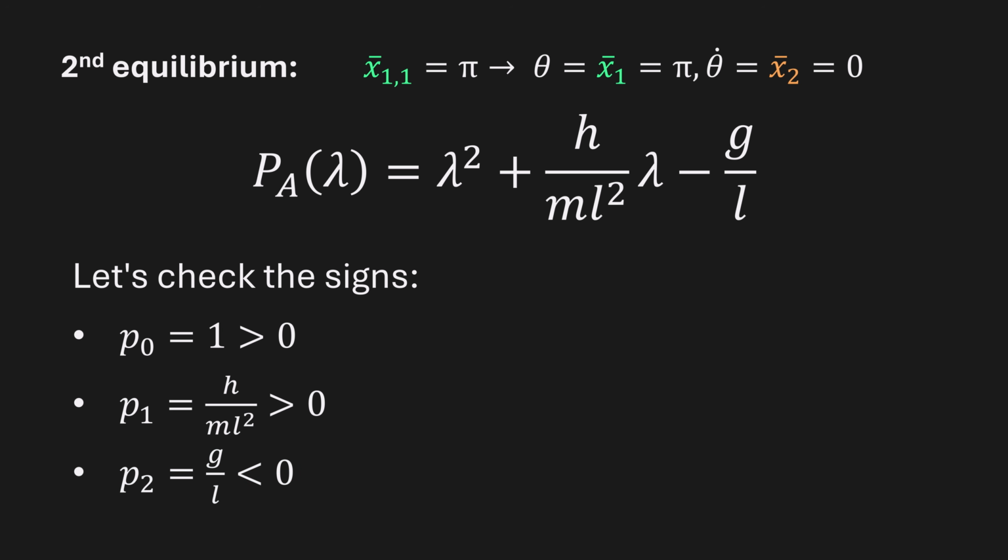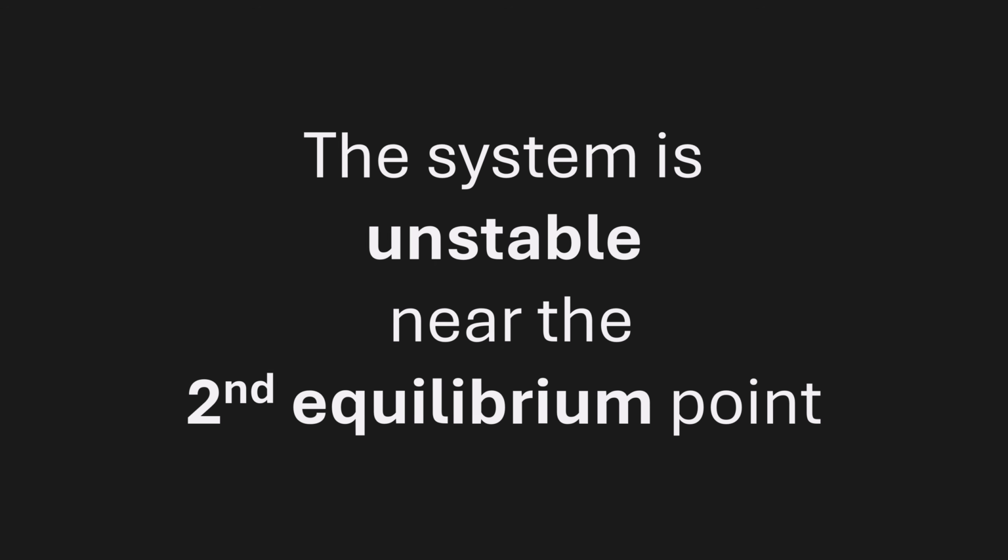Checking now the signs, we see that they are discordant, thus the system is unstable near the second equilibrium point. This concludes our research and also checks out with our intuitive real-world understanding of a pendulum. But what about discrete time systems?